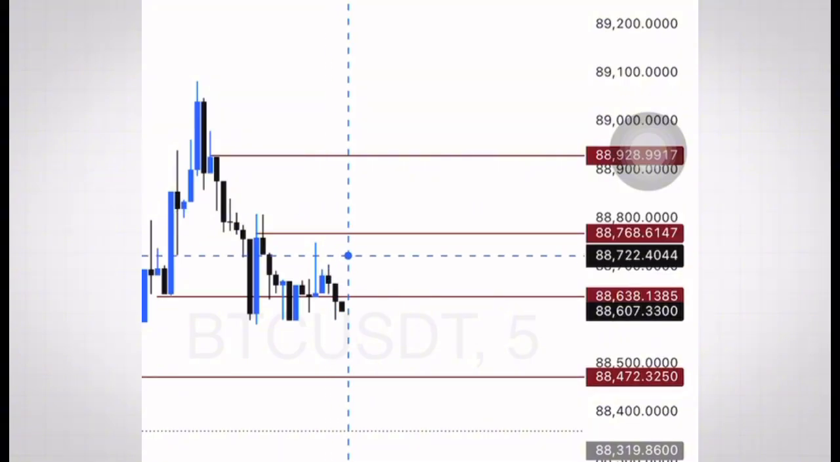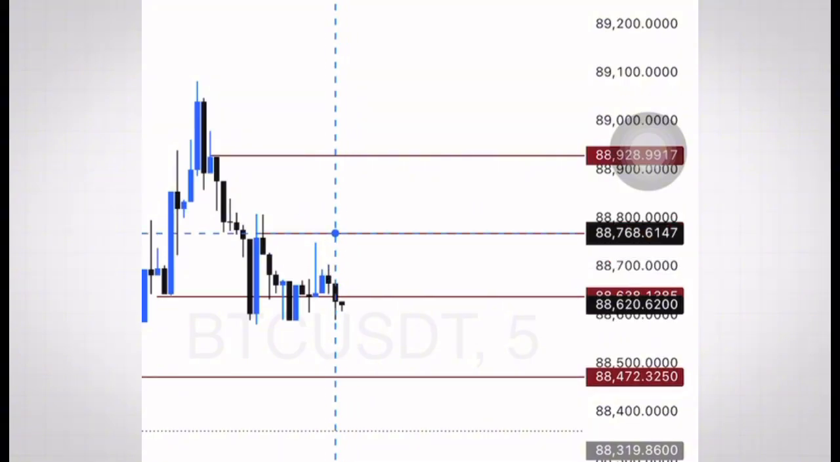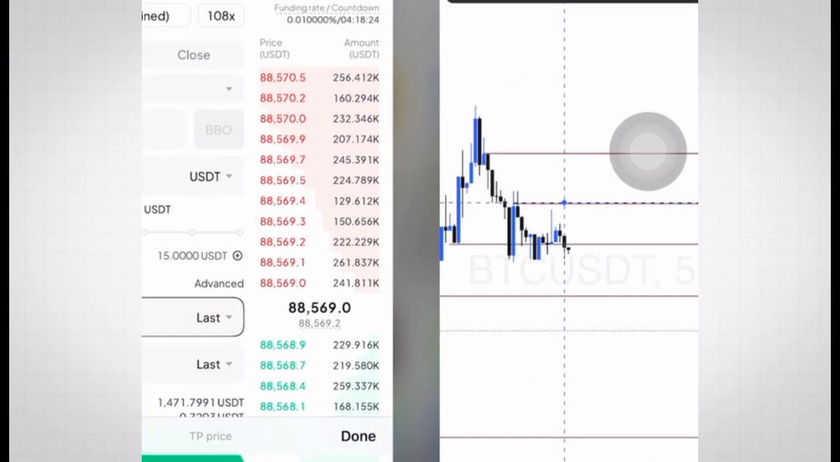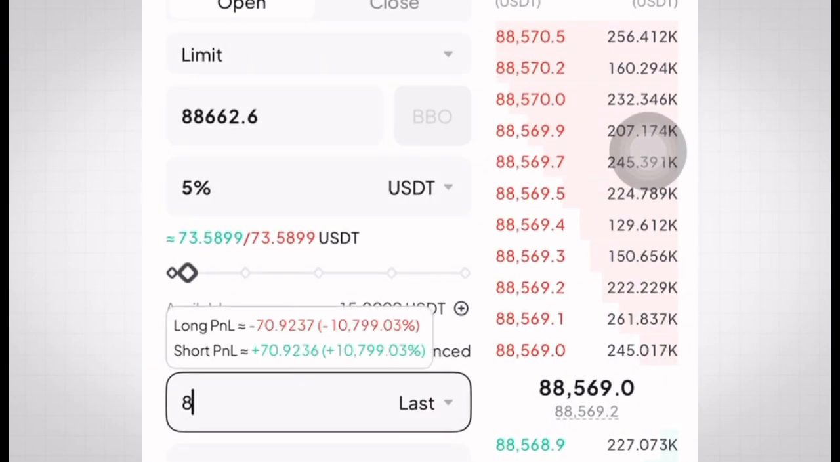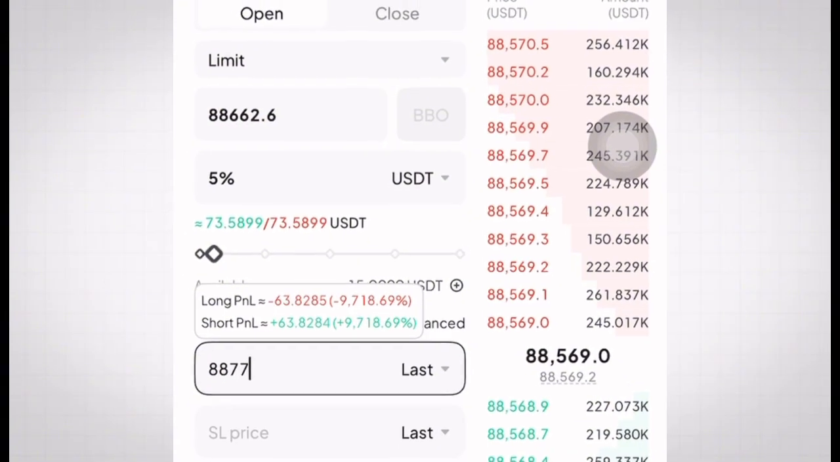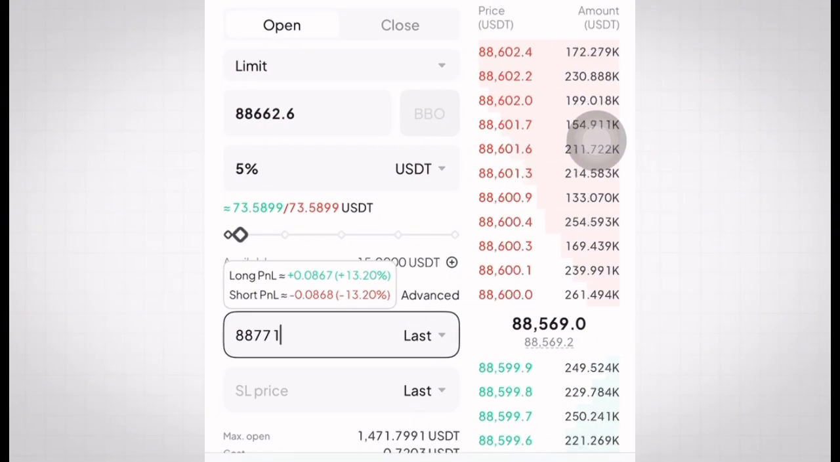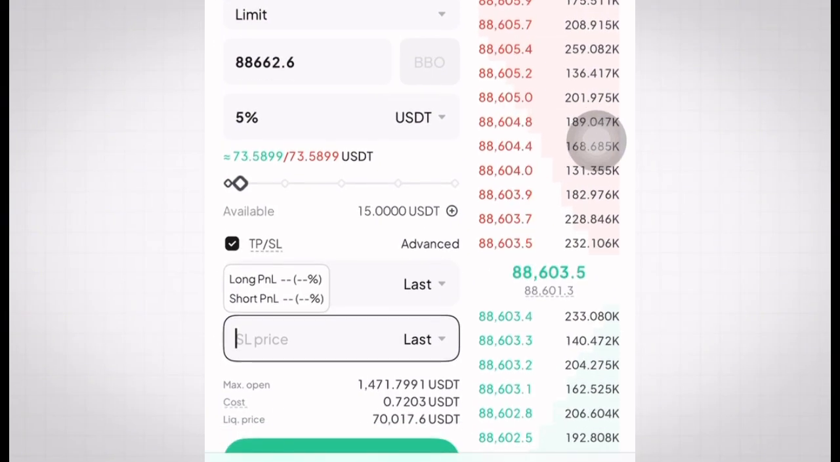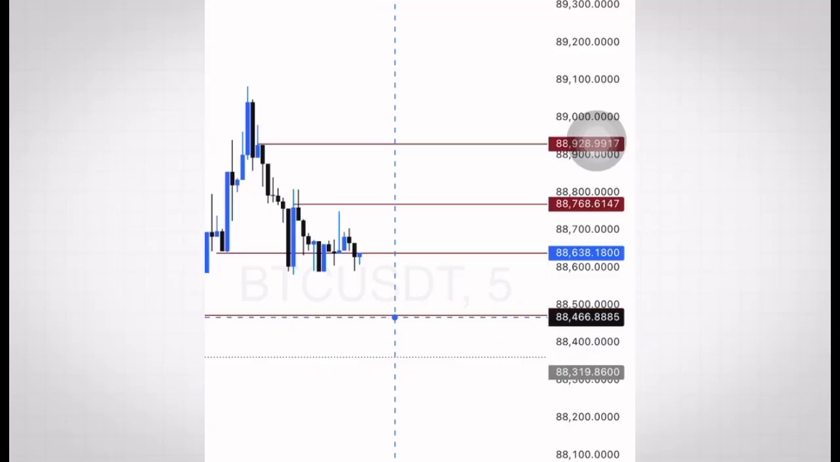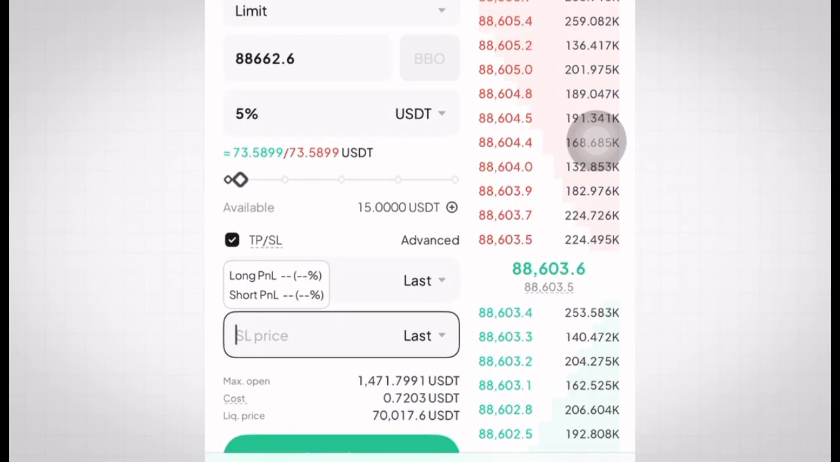Then the next thing I want to do is come right here and put my TP at maybe 88,771, right? 88,771, and that is me making how much? You're gonna see it. And the stop loss, I'm gonna put it at this zone, 88,472. I'll put it at 88,472, right? And that is me losing what?